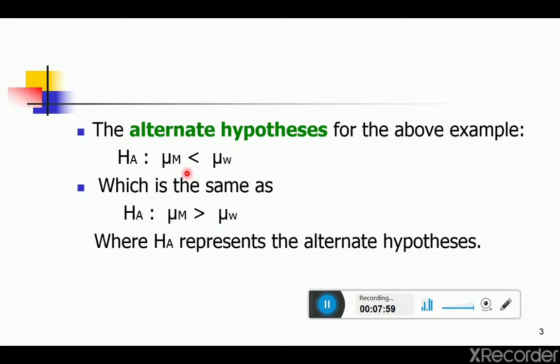Notice the greater sign or less sign. This one is the less sign, this one is the greater sign. It shows us the indication, it shows us the direction, whether male motivation level is higher than female or female is higher than male. Hope a bit of the idea will be clear.